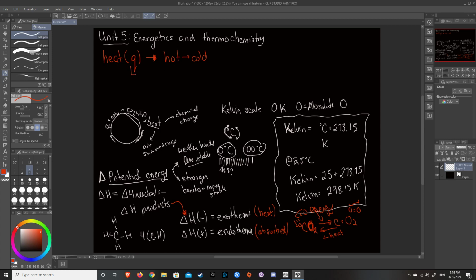And there are three ways of transferring heat. There's conduction, which we'll go over in a second. There's convection, and finally there's radiation.